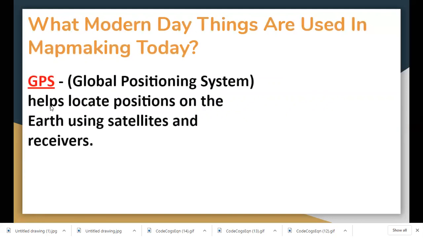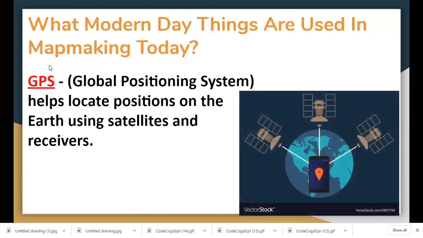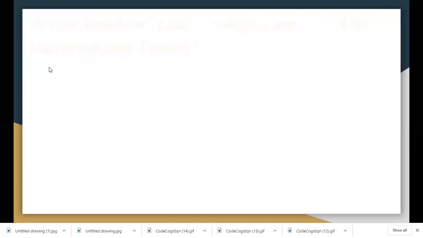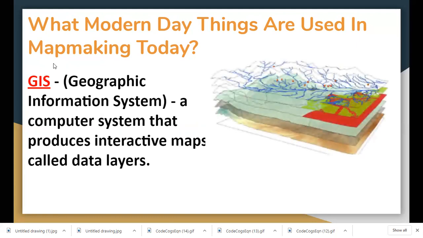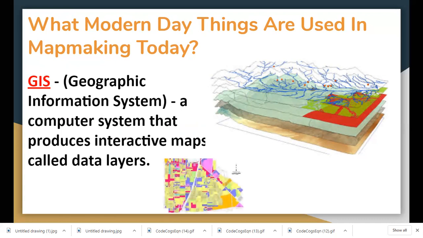We also have something called the Global Positioning System that helps us locate positions on the Earth using satellites and receivers. You need 3 satellites to have a GPS locate the position you're standing on the Earth. So it takes 3 of them. We also have something called a GIS. That's a Geographic Information System. It's a computer system that produces interactive maps called data layers. So it makes a map that looks like that on the right there. Or it can also show boundaries of counties and cities.